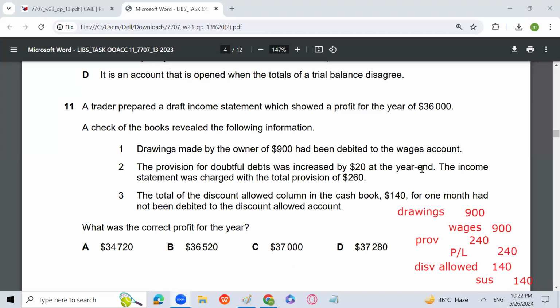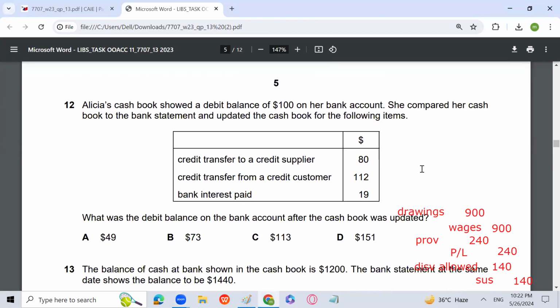Yes, rectify entries are important. Without that, you will find it difficult. Alice's cash book showed a debit balance of 100 on her bank account. She compared her cash book to the bank statement and updated the cash book for the following items. Credit transfer to a credit supplier. Then credit transfer from a credit customer. Bank interest paid. What was the debit balance on the bank account after the cash book was updated?